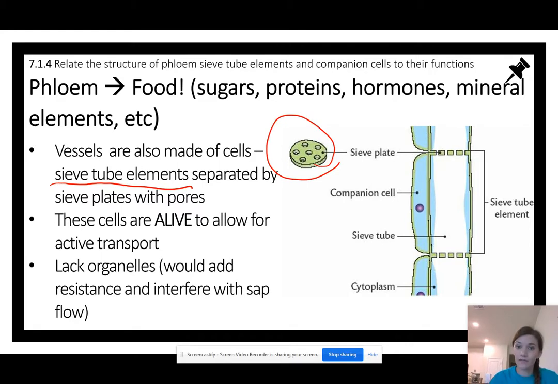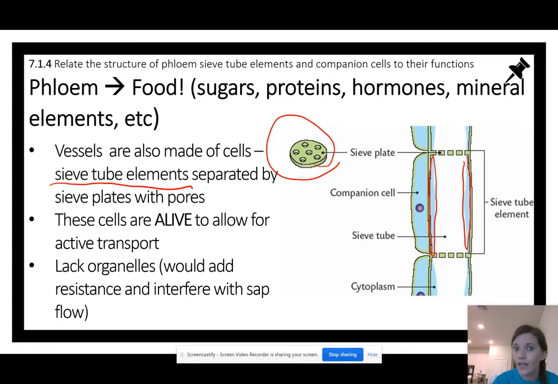These cells are alive because you're dealing with sugars, you're dealing with proteins, you're dealing with things that maybe sometimes need to be actively transported because they're so big, or because maybe we are going against a concentration gradient. So we need to have the ability to spend ATP if we need to. So they do need to be alive, but they lack organelles. So they have really thin peripheral cytoplasm. So they are pretty much empty. They might have like a ribosome or two towards the edge, but they also want to be as empty as possible to let the sap flow as well as possible.